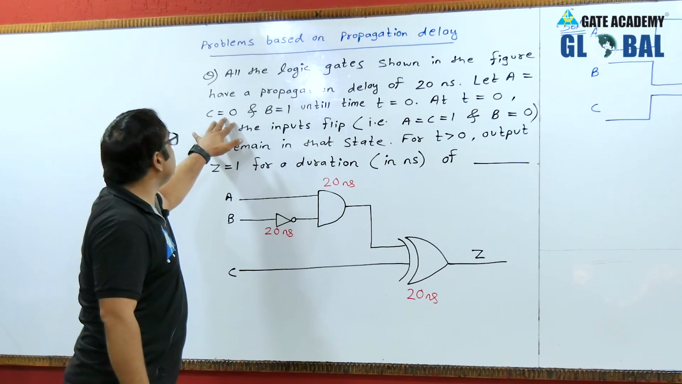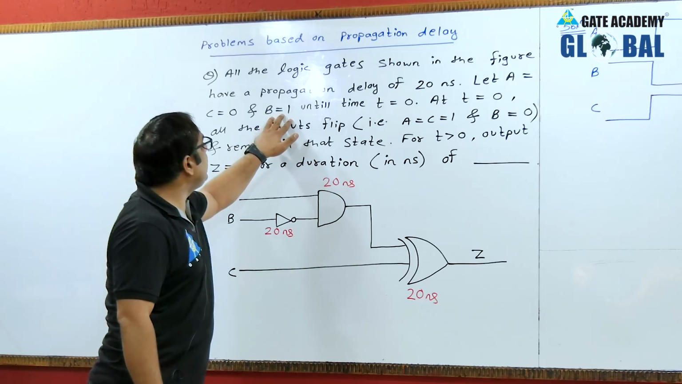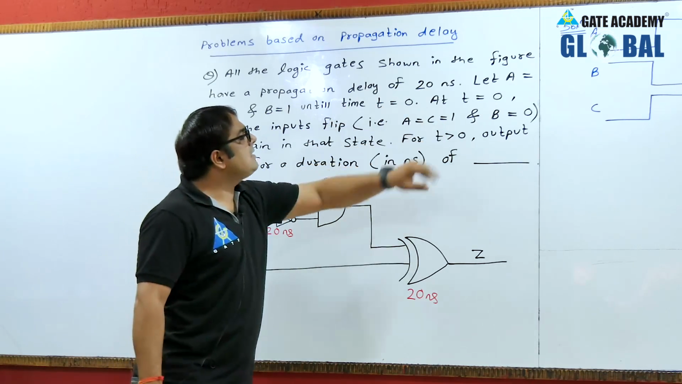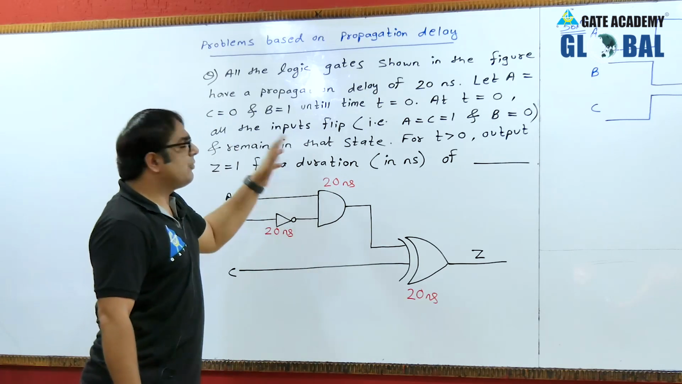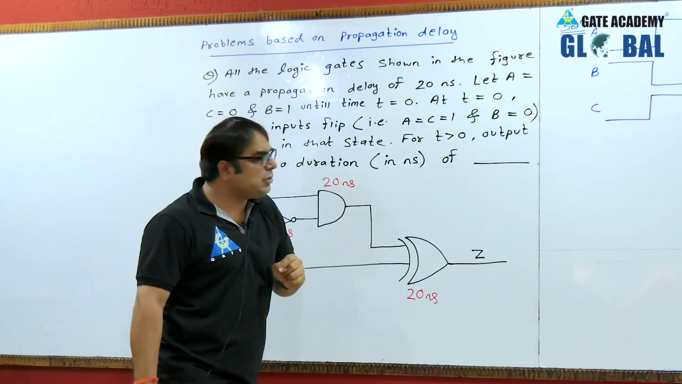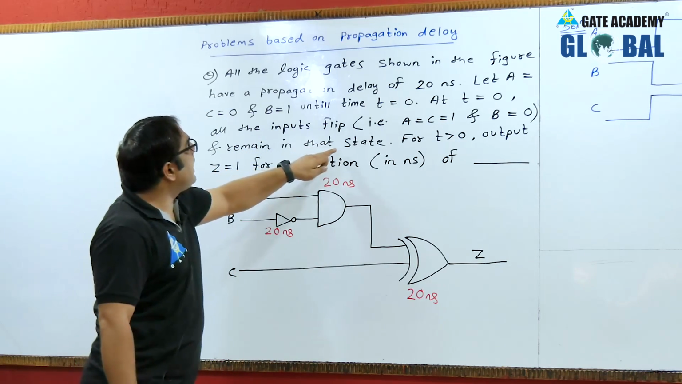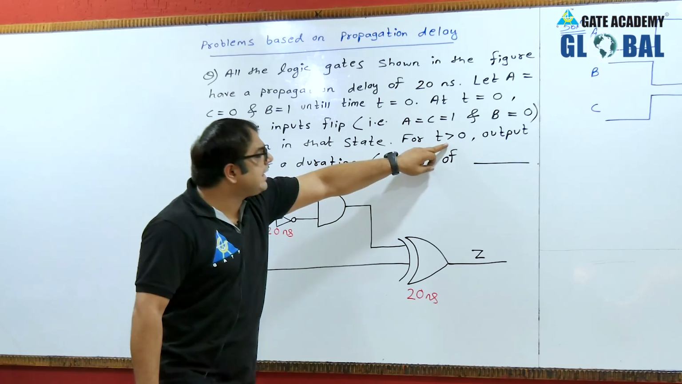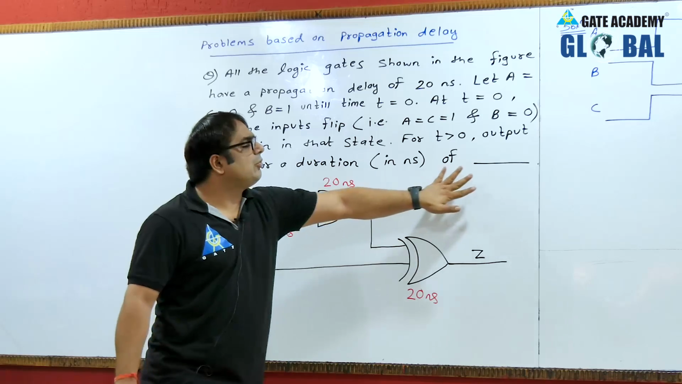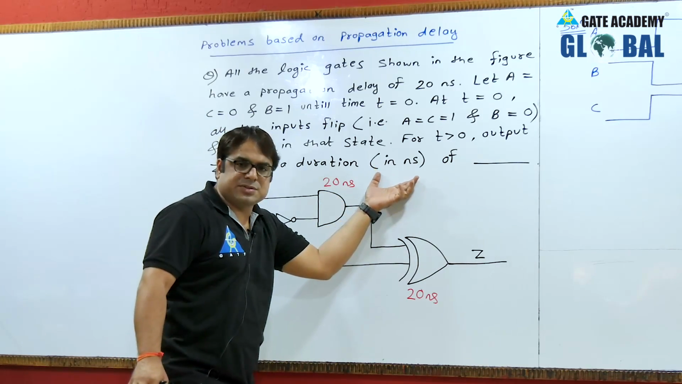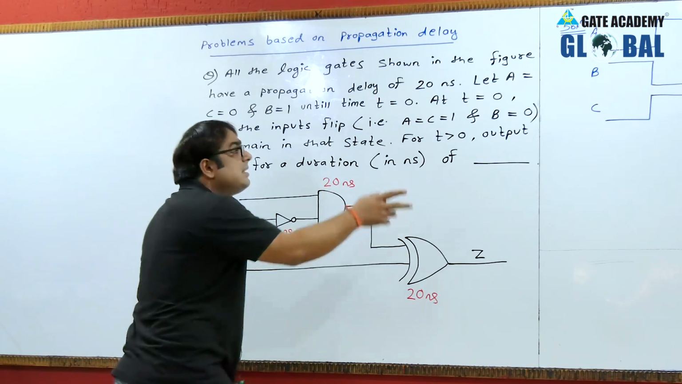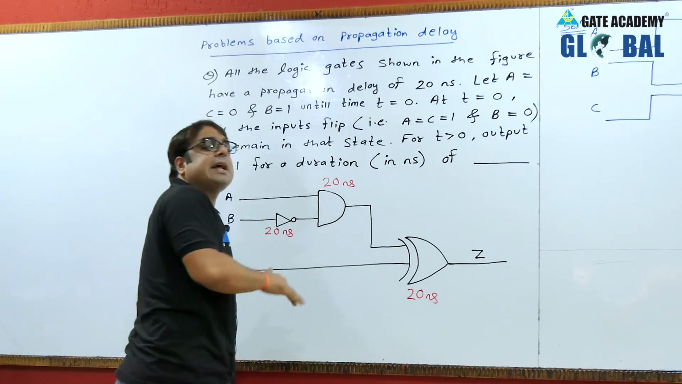Now see. Let A equal C equal 0 and B equal 1 until time t equal to 0. At t equal to 0, all the inputs flip. That is, A equal C equal 1 and B equal 0, and remain in that state. For t greater than 0, the output Z is equal to 1 for a duration of fill in the blanks nanoseconds. So initially, until time t equal to 0, means before time t equal to 0.